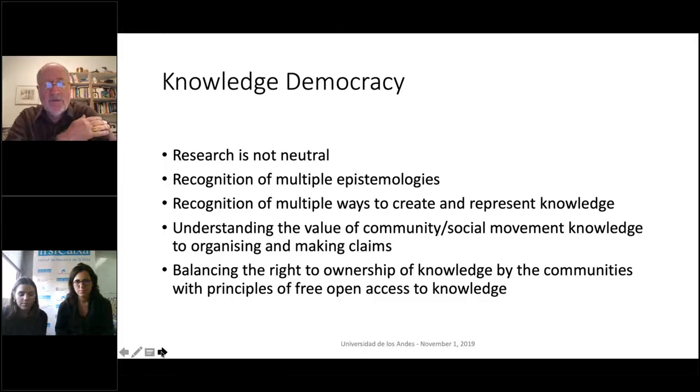We also recognize that there are multiple ways to create and represent knowledge. So beyond the more orthodox academic ways of creating knowledge, through experiments or questionnaires or surveys and so forth, which are one way to create knowledge but not the only way. You can use a variety of other socially constructed ways to create knowledge. You can use the arts, theater, music, dance, ceremony, spirituality, all kinds of other things.